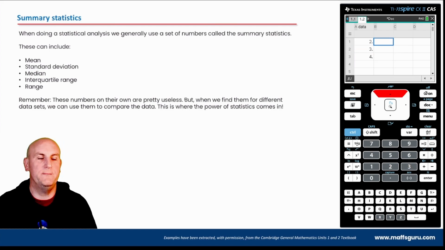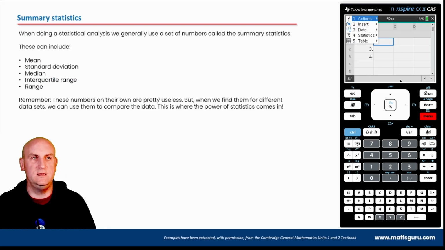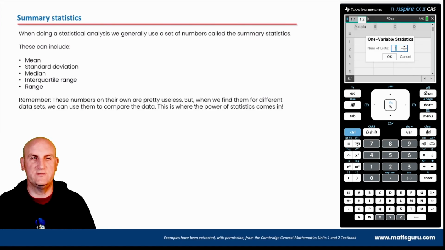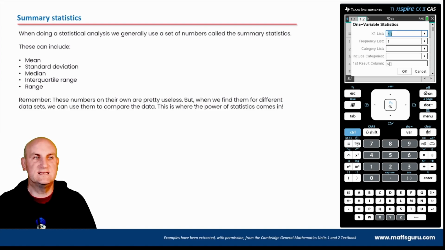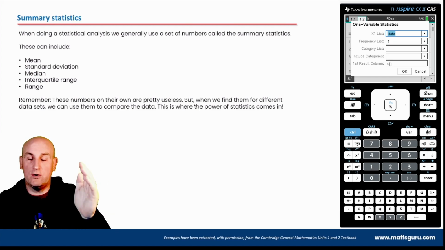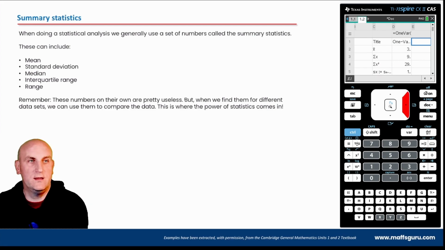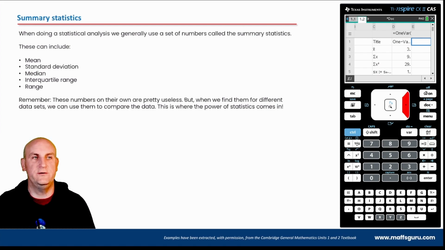Again, if you remember from watching a previous video, if I want my summary statistics, I go to menu, statistics, statistics calculations, 1 variable statistics. How many lists have I got? 1. What is my list called? I have to click down and say data, because the calculator doesn't know. You might have columns and columns of data. Click on OK, and there we go. We've got all my information. So what does x bar stand for? 3.